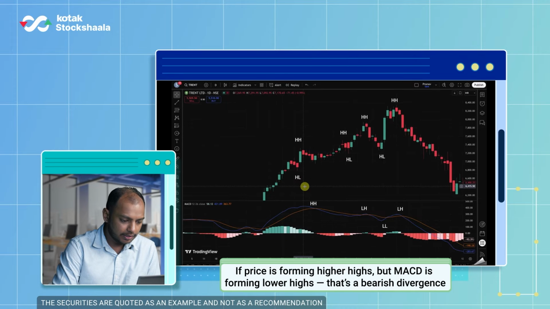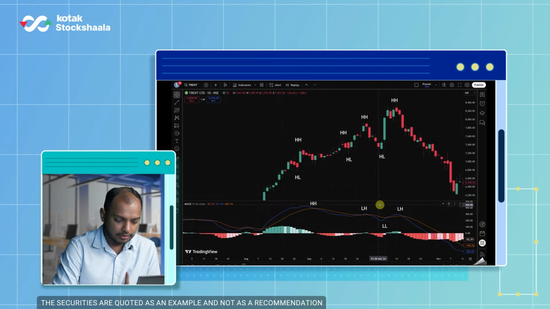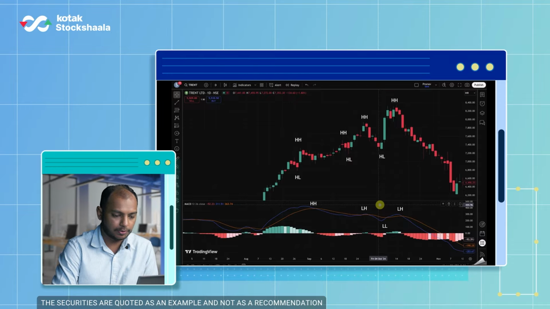Whenever the price is creating higher highs and higher lows, but on the other hand, MACD is forming lower highs and lower lows, then it is called bearish divergence. It shows that the trend is weakening, and smart traders become cautious at this point.